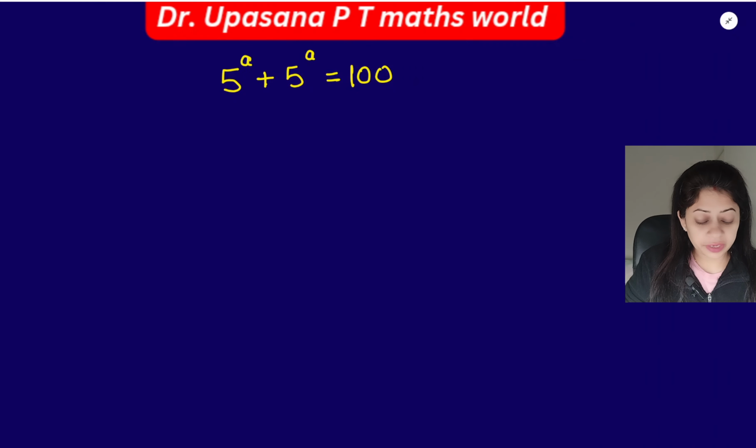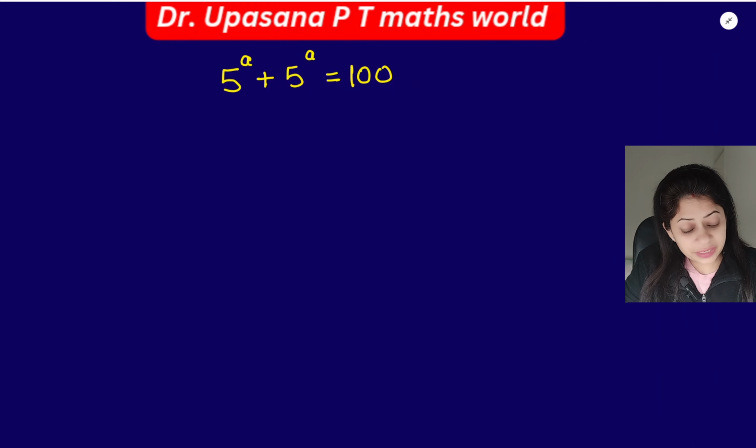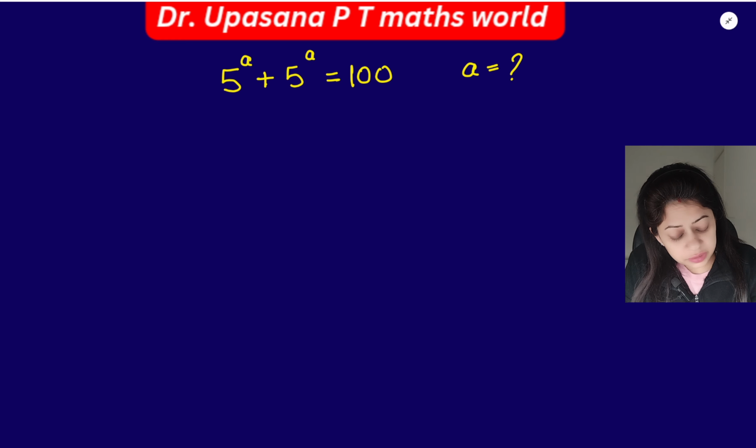So what do we have here? We have a question: 5 raised to power a plus 5 raised to power a is equal to 100. So we need to find the value of a, right? How do we solve this?